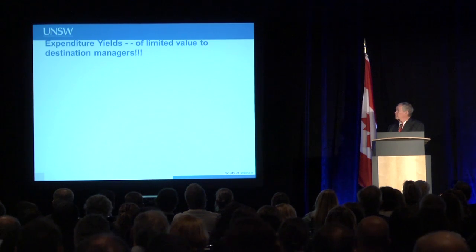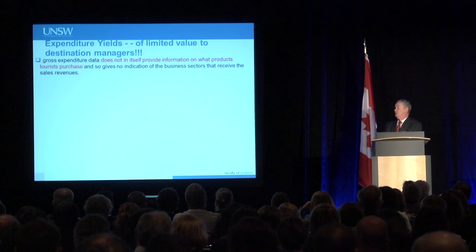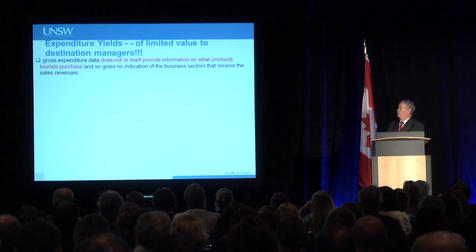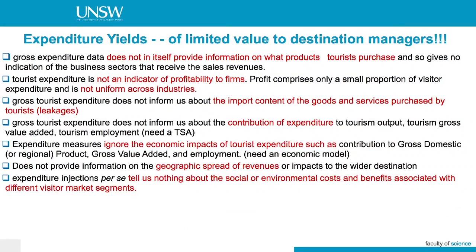However, expenditure measures have certain limitations. Gross expenditure, that's the amount of money spent by tourists, does not tell us in itself any information on what products tourists purchase. It gives no indication of the business sectors that receive the sales revenues. One has to do more data analysis to determine that. Tourist expenditure is not an indicator of profitability. It's only one side of the equation, isn't it? Profits equals revenues minus costs.